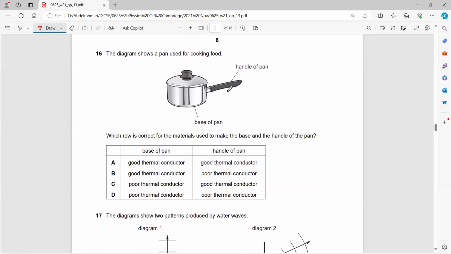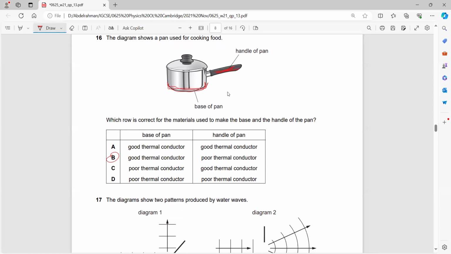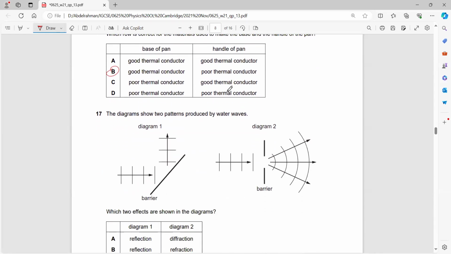We've solved this question before many times. The base of the pan should definitely be what? A good conductor. And the handle should be a poor conductor. Good conductor and poor conductor. Easy.